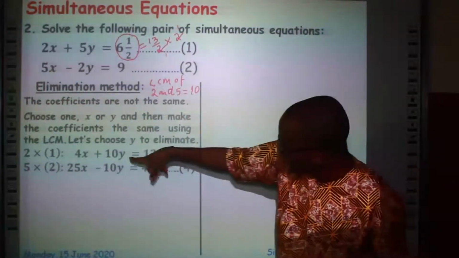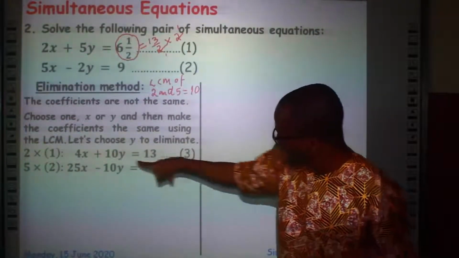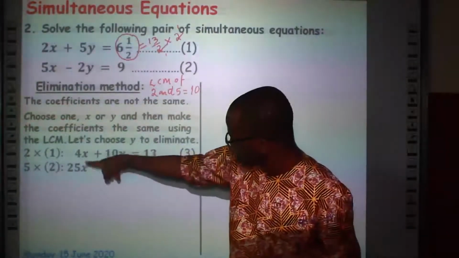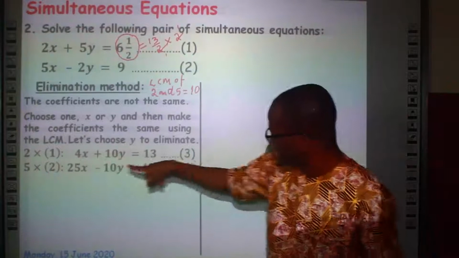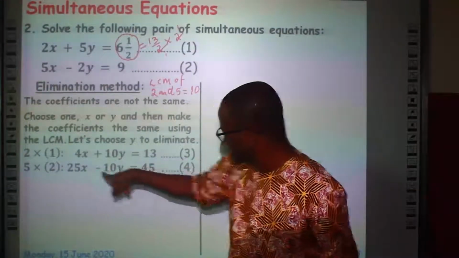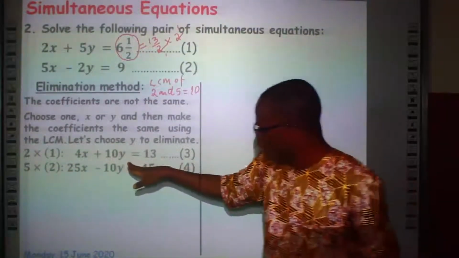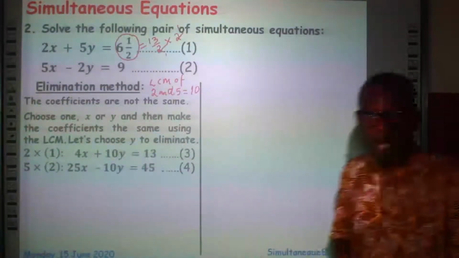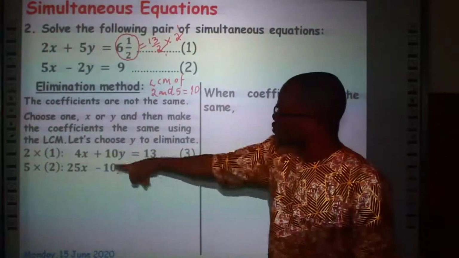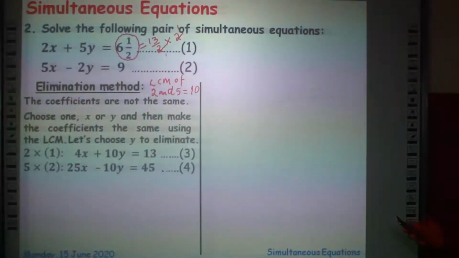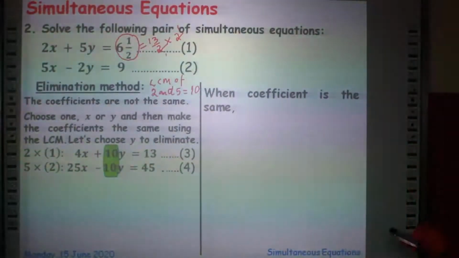And as you can see clearly, now the coefficient of y is the same in equation 3 and equation 4. Now the coefficient of x is not the same. X has a coefficient of 4 in equation 3 and a coefficient of 25 in equation 4. It's not the same, so we're not going to concentrate on that. Rather, we'll concentrate on y with the same coefficient. For those of you who cannot see, I've actually highlighted that. So clearly you can see the coefficients are the same.